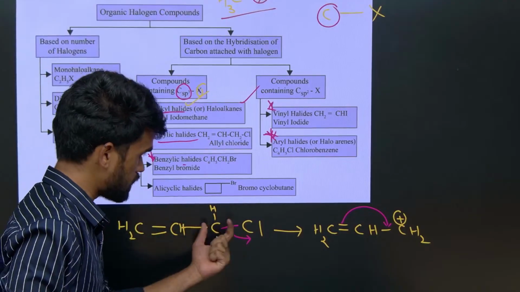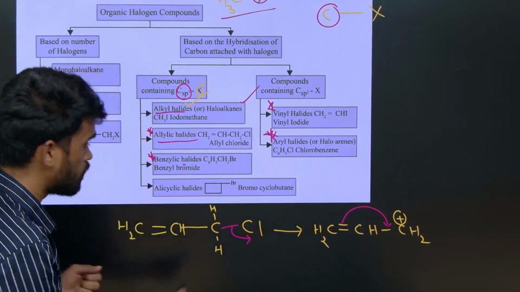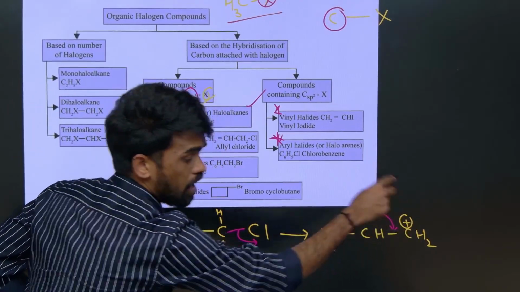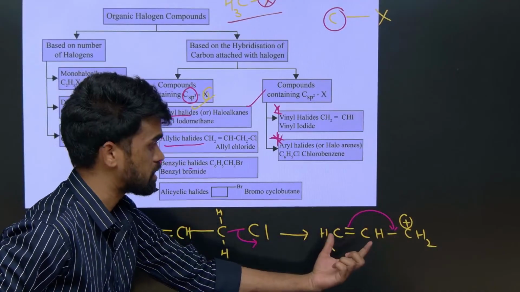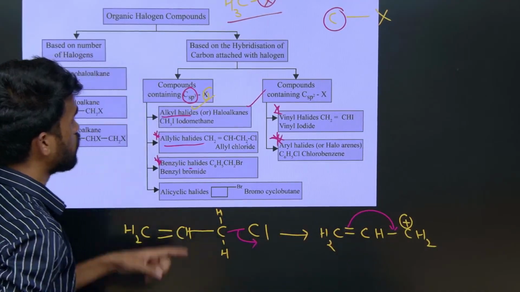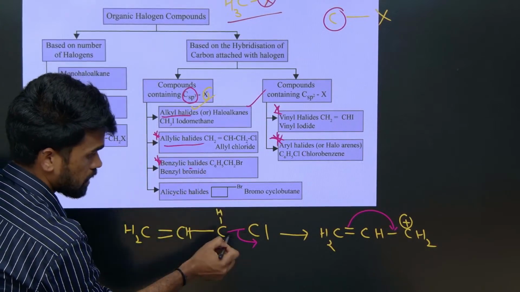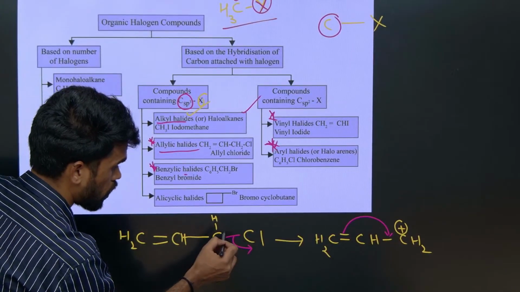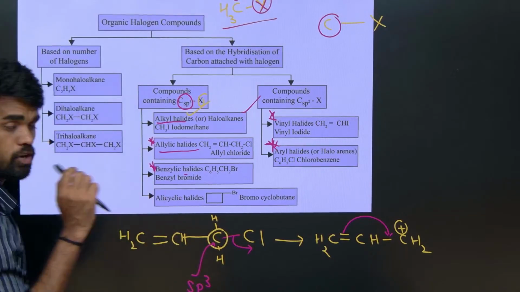Okay. Allylic stabilization takes place when the pi electrons are at a conjugative position with the carbocation. This conjugation is possible and the system is called an allylic carbocation. In allylic halides, the halide should be attached to the carbon which is sp3 hybridized. I hope it is clear.